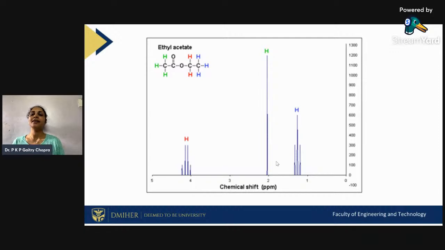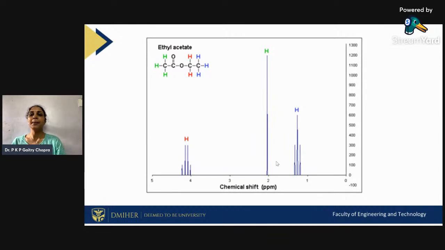So this is again the NMR spectra of ethyl acetate. Here again we have shown the number of equivalent protons with different colors. So there are 3 sets of equivalent protons. One is CH3, which is directly attached to the COO group. Next, CH3 is attached to CH2, and the third equivalent set is the CH2 protons.